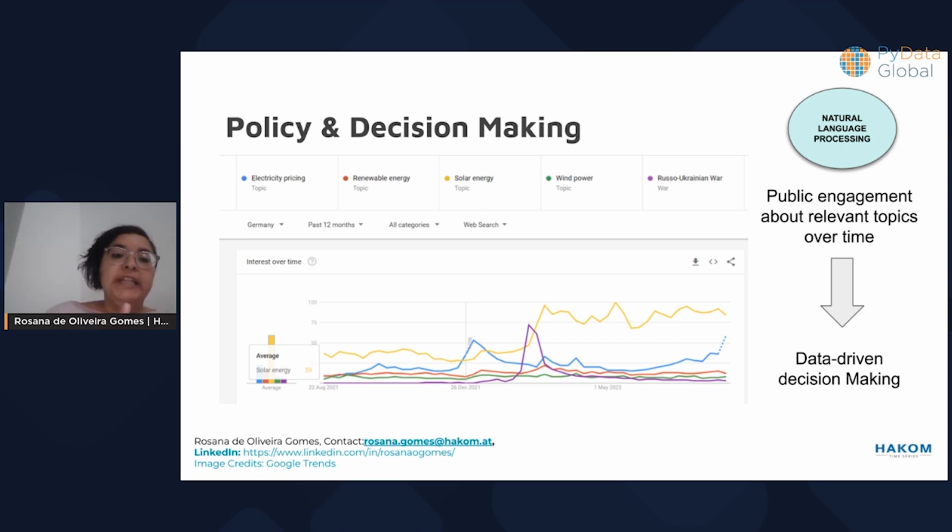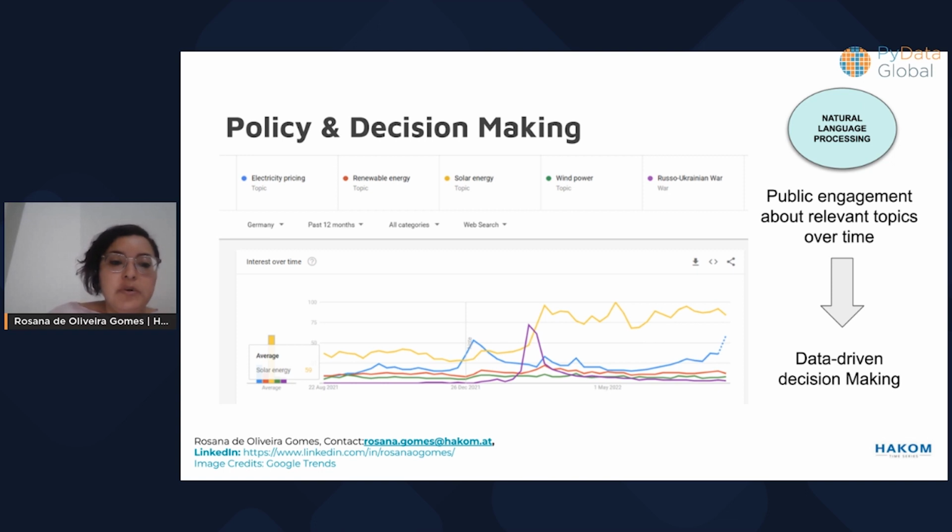An example of a use of NLP in terms of understanding text analysis over time is, for example, the use for policy and decision making. And we can think, for example, of what happened at the beginning of this year with the Ukraine crisis and the war that started, and consequently the energy crisis that started here in Europe and worldwide in a way.